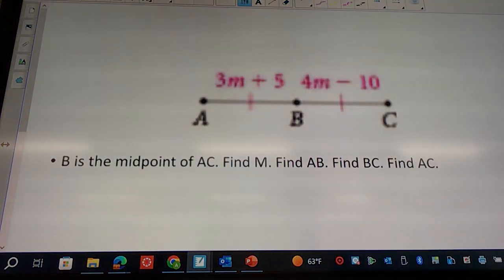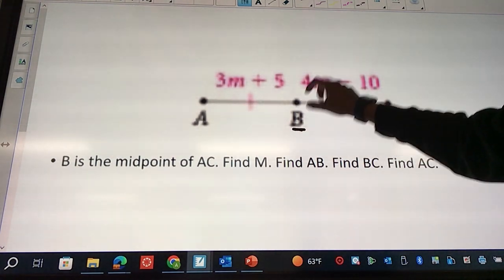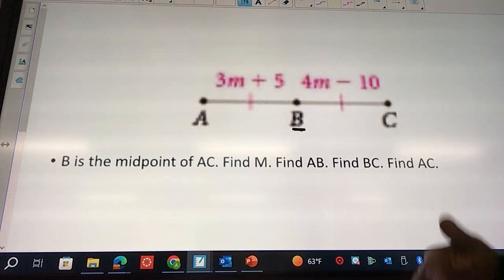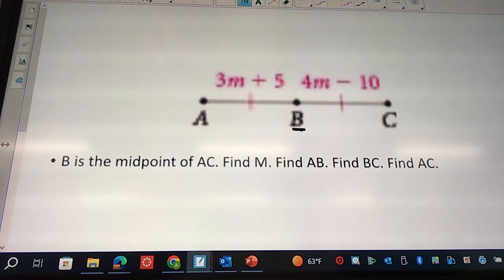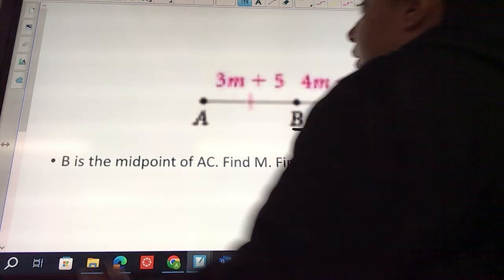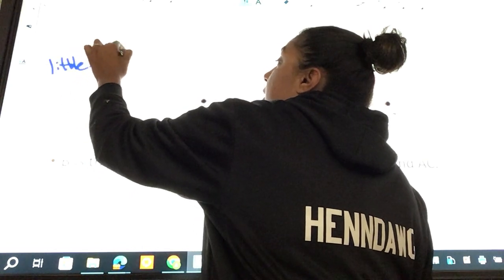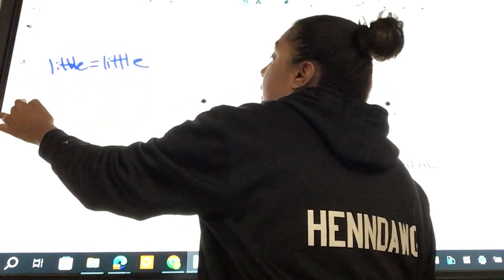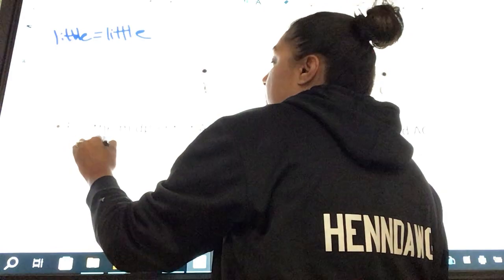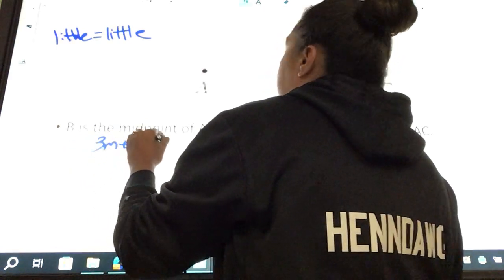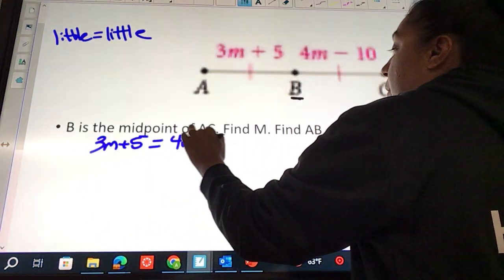Okay, B is the midpoint. We can see that B here is in the middle. I know my screen looks super crazy, but B is in the middle there. So if it is the midpoint, we're going to say little equals the other little. Okay, so my first little is 3m plus 5 equals my other little, which is 4m minus 10.